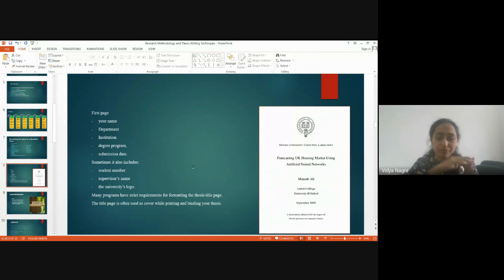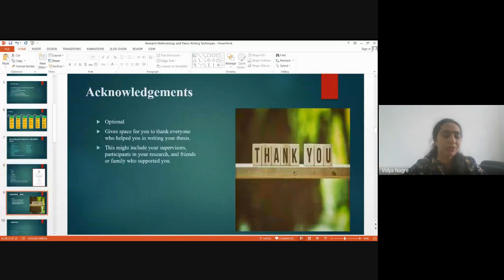So on the first page, there are a few things. It begins with the university where you are submitting. It begins with the title of your research. After the title of your research comes your name, then department, institution. If you have a URN number as a student, then that will come. Then comes degree program, submission date. Submission date usually is written in month and year, not the exact date. Okay. And then you have to make the statement, a dissertation submitted in partial fulfillment of the degree of PhD, MPhil or something like that. Acknowledgement is the thanking page.